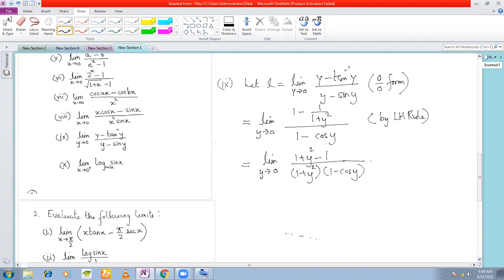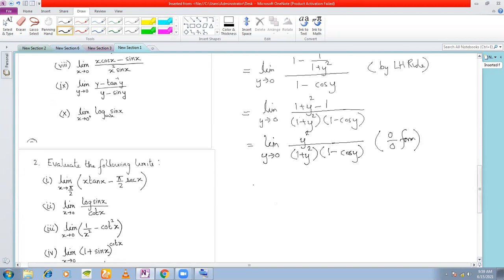Okay, so this, if you simplify, this will come to limit y tends to 0, y square by 1 plus y square into 1 minus cos y, which if you see is again a 0 by 0 form. Okay, you differentiate once again.